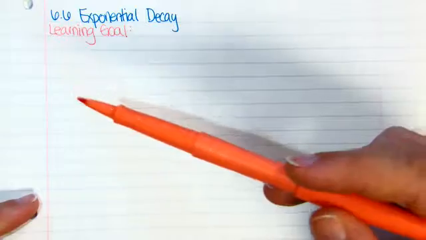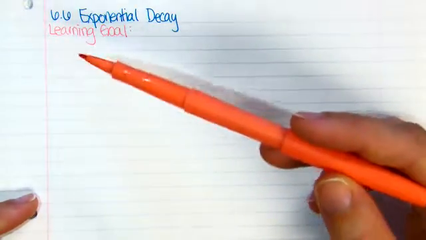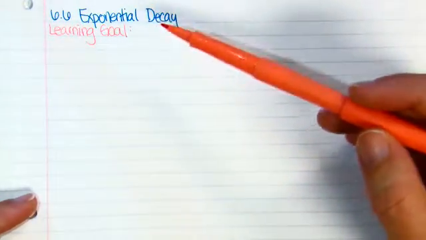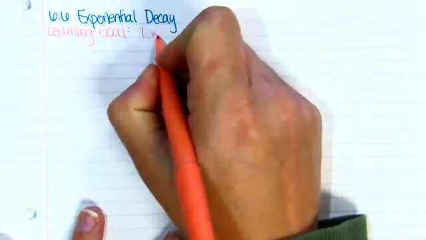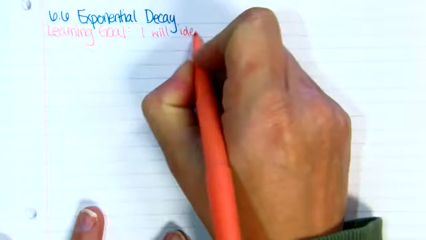Lesson 6.6 is exponential decay, which is very similar to exponential growth, but in this case, instead of going up and up and up, we're going to be going down and down and down, which is why it's called decay.